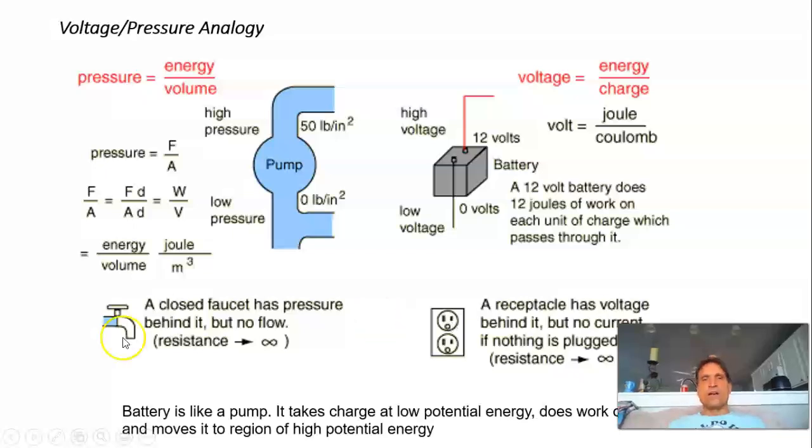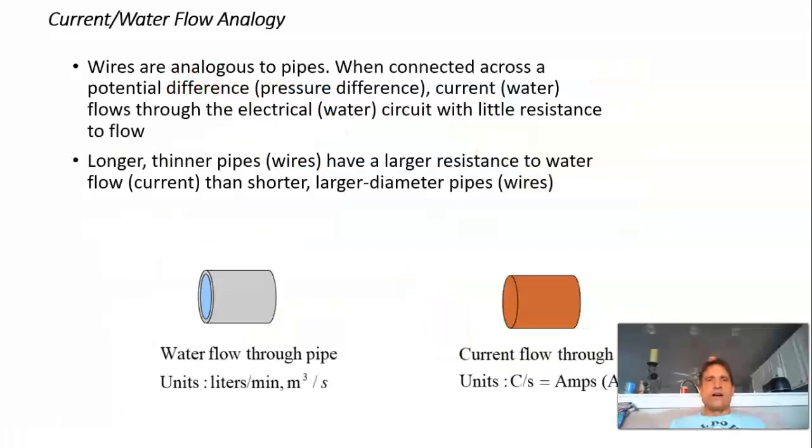Similarly, we could go here and you have a faucet. So a faucet has pressure, right? Pressure plays the role of voltage. Faucet, if it's closed, has pressure, but you don't get water flow until you open it. In other words, the resistance to water flow is infinity for a closed faucet, just like the resistance to current is infinity if nothing is plugged in. Okay, so there's another analogy.